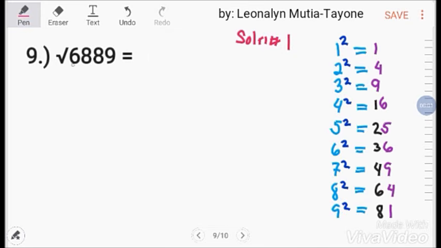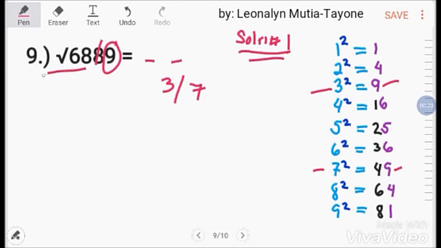Number 9, square root of 6,889. Let's do solution number 1. Let's just focus the last digit 9. So, it's either 3 or 7 will be our last digit sa answer natin. Next, ignore the second to the last. Let's do square root of 68.